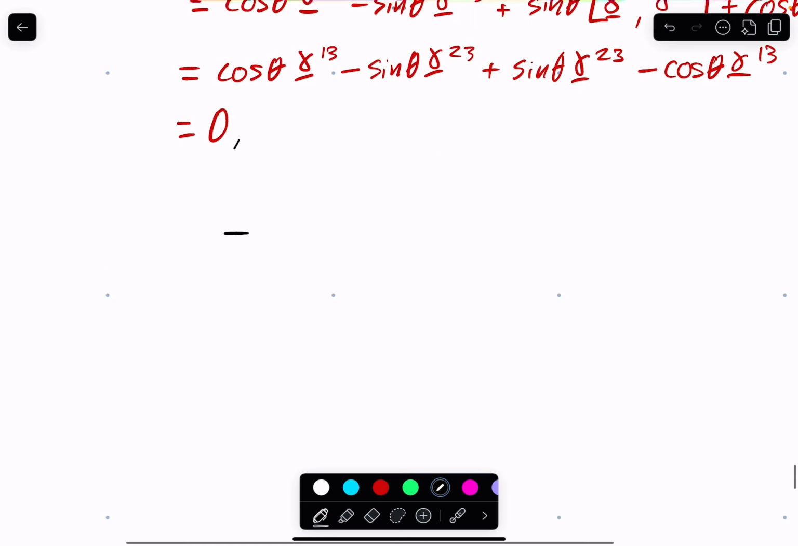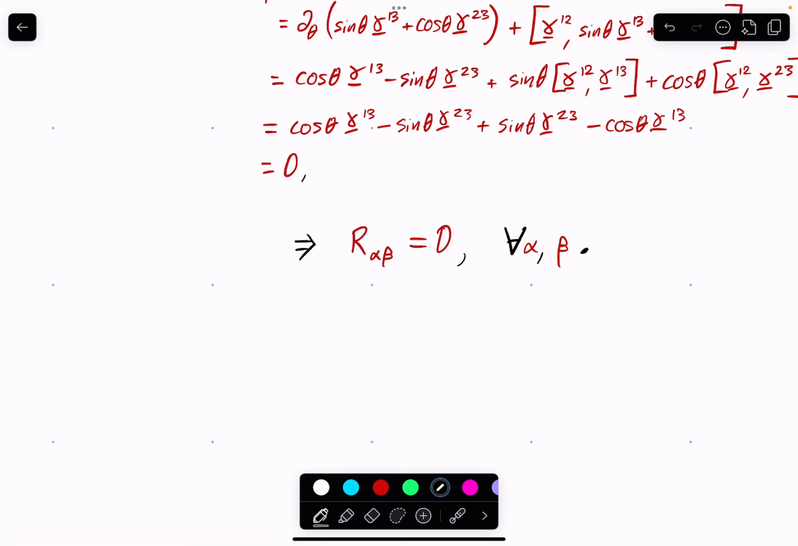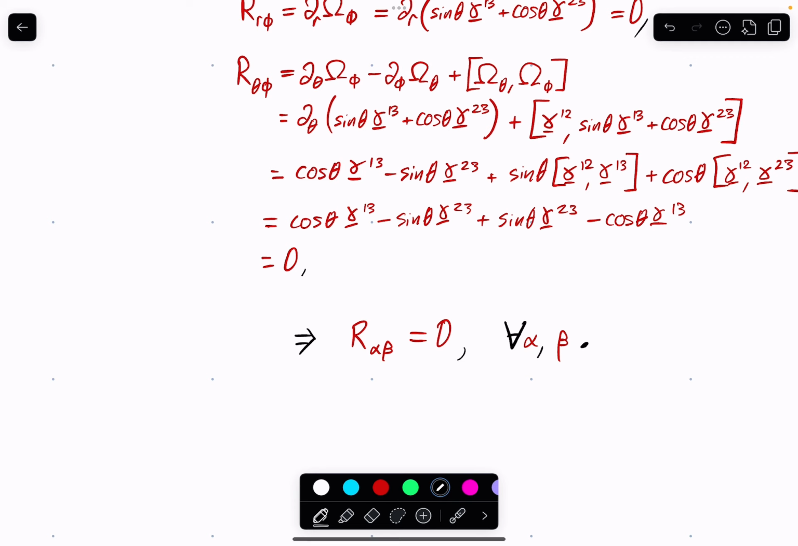And this implies then that all the Riemann bivectors are equal to 0 for all alpha and beta. And this should make sense. Polar coordinates describe flat spacetime. And so obviously this means that if it's flat, then all of the curvature goes to 0. And because the Riemann bivectors are all 0, that means that the Ricci vectors, the Ricci scalar, everything like that is 0. And so you can't have any curvature.